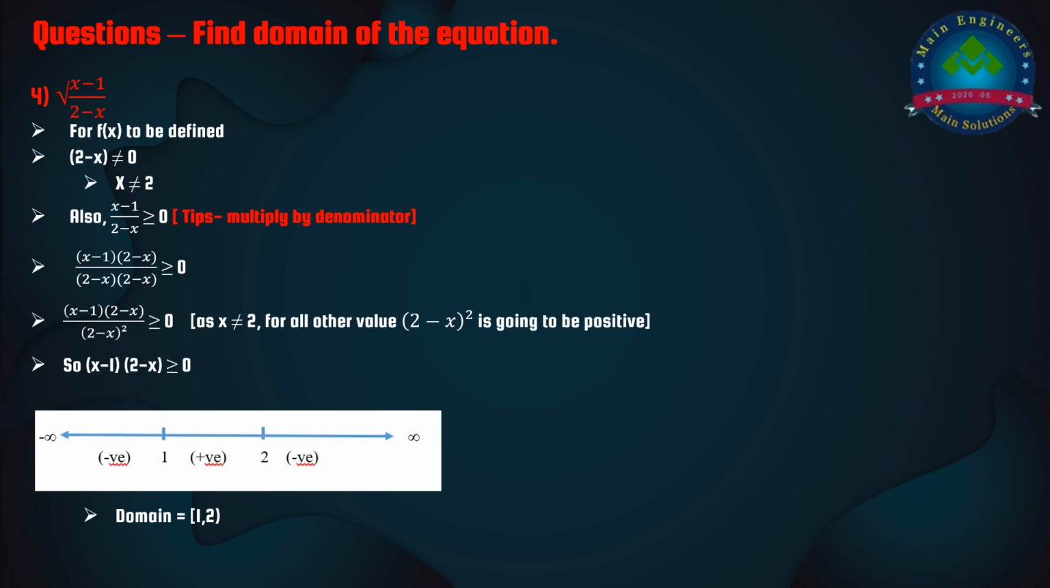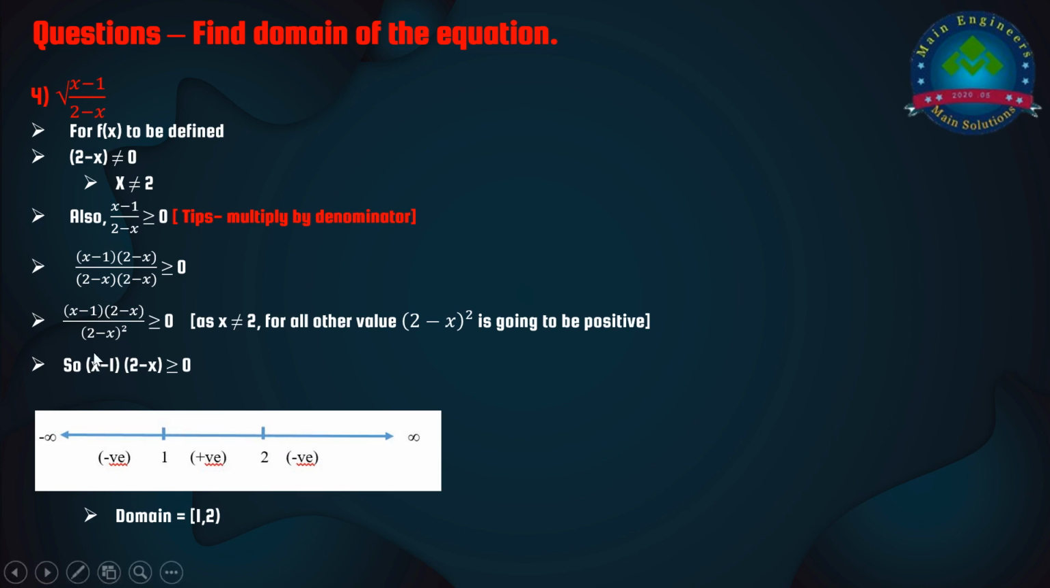Now take any number for this region. Let's take 1.5. So 1.5 minus 1 is equal to 0.5, and 2 minus 1.5 is equal to 0.5. So 0.5 square is going to be greater than 0. So for this reason, the equation gives a positive result. That means our equation is going to be valid.